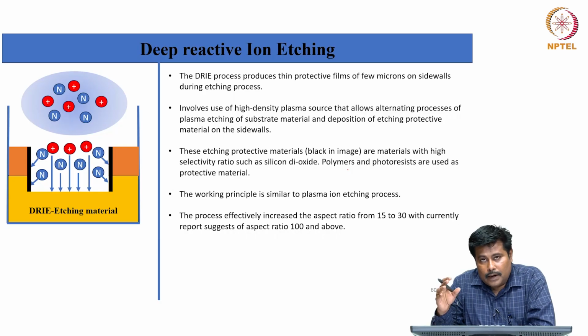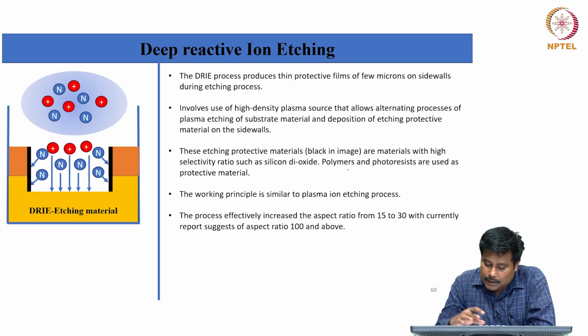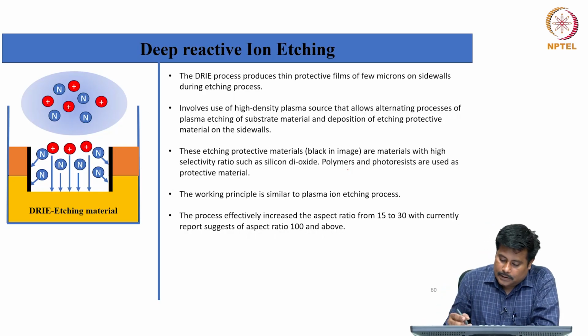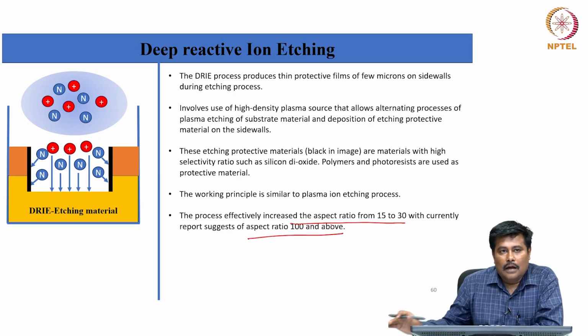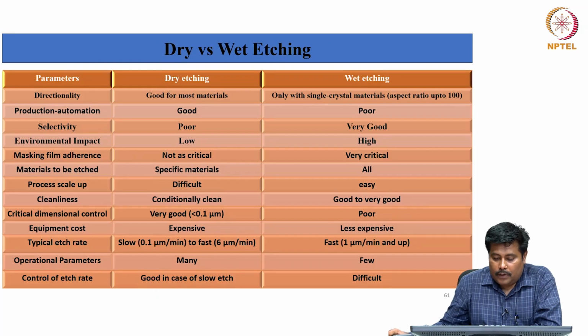The working principle of this deep reactive ion etching is almost similar to plasma ion etching. So, the process effectively increases the aspect ratio from 15 to 30, with current reports suggesting that it has an aspect ratio of 100 and above. So, this is one important aspect.